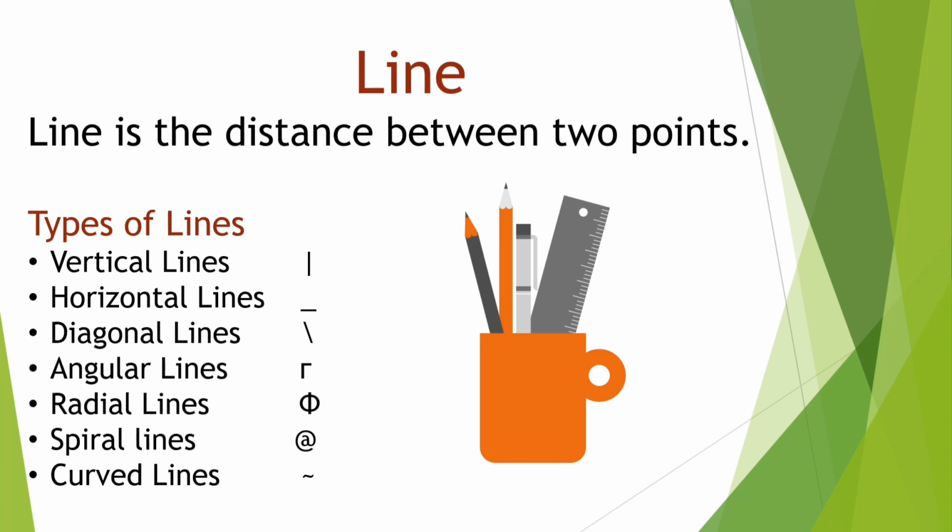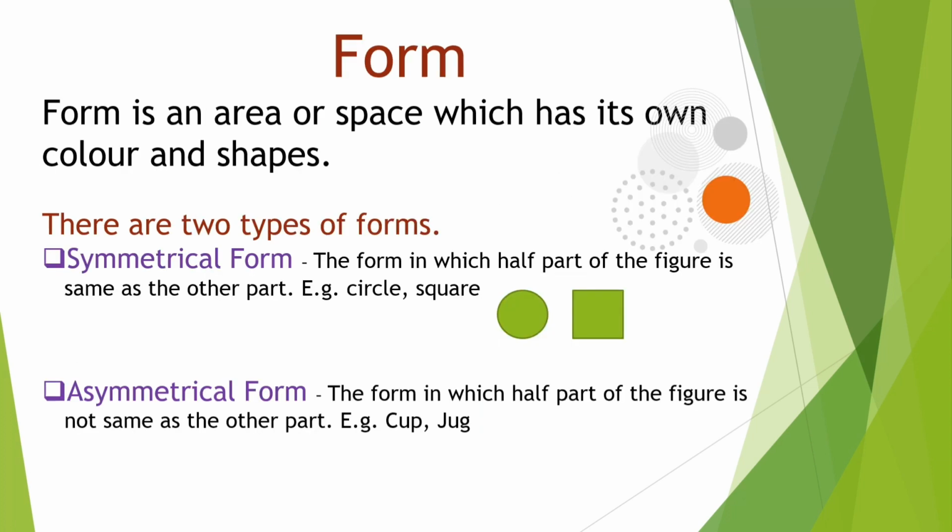So now moving forward to what basically the form is. Form is an area or space which has its own color and shapes. So basically there are two types of forms: symmetrical form and asymmetrical form. Symmetrical form is the form in which half part of the figure is same as the other part. For example, circle. If we cut the circle in between, then both the parts of the circle will be same. The next example is square. So these two are symmetrical forms. There are many more examples as well.